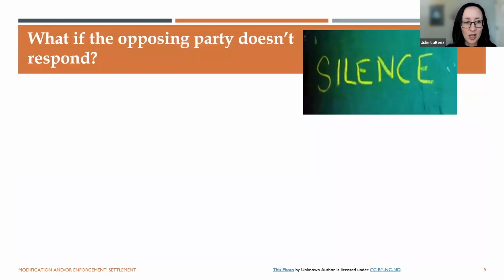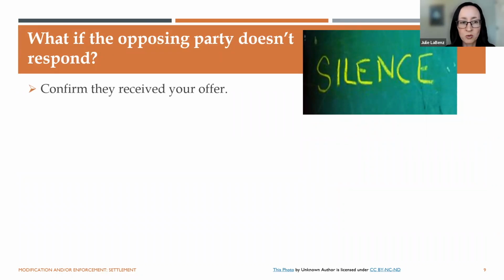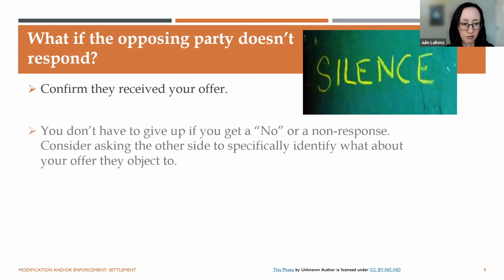And maybe you want to negotiate, but you're not getting any communication from the other side. So what do you do if the opposing party doesn't respond to your settlement offer? Well, I'd again confirm that they received it. Make sure there's not just some communication breakdown where you're waiting for a response and they don't even know the offer's pending. So make sure you're on the same page and that they got your offer and they've read it. And then if they just say, no, I wouldn't stop there.